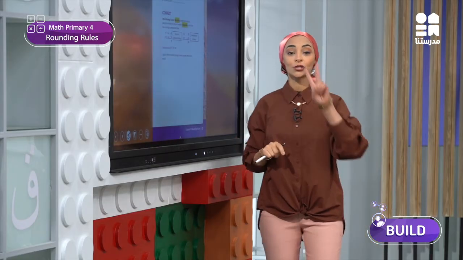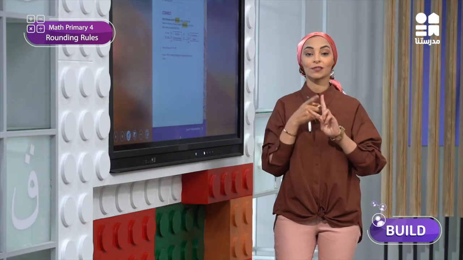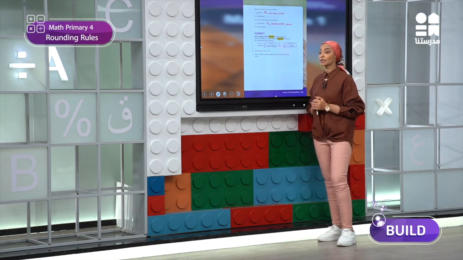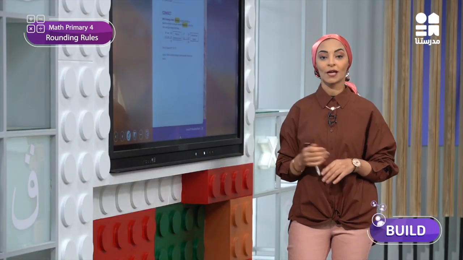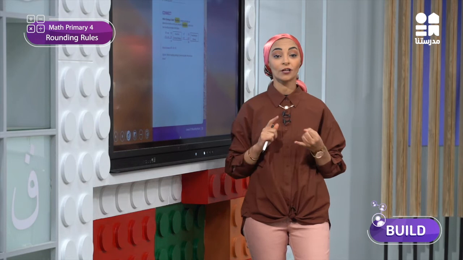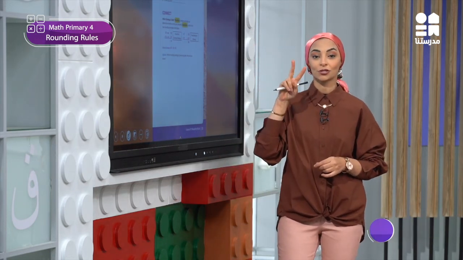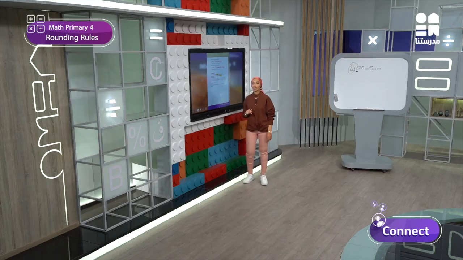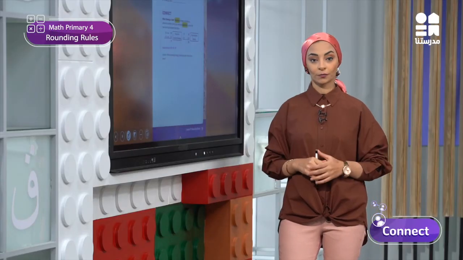Now we have learned 2 different rounding strategies, the midpoint strategy and the rounding rule. We know now that rounding strategies give us an answer close to the correct answer. Why? Because it uses the place value. In the previous lesson, we studied the front-end estimation strategy. In Connect, we will think about these 2 strategies and link between them, as they give us an estimated solution or a solution rounded to the right one.